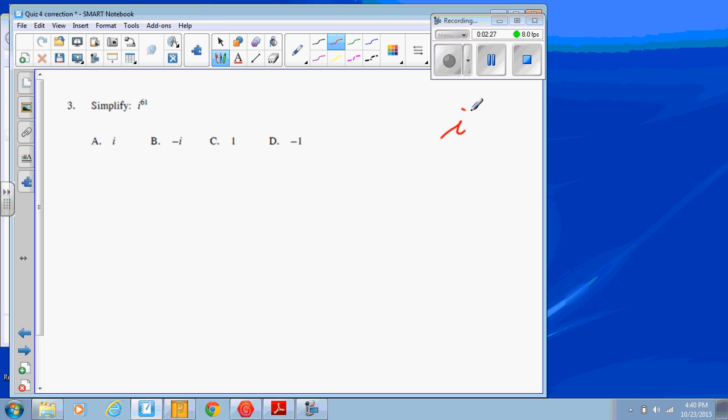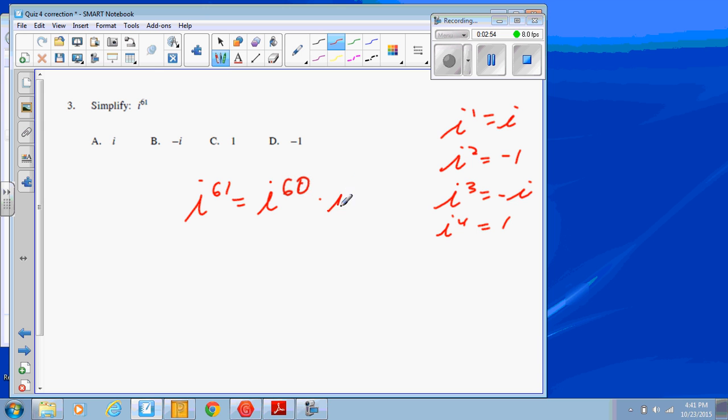Number 3, i to the 61. We'll do the same thing. i to the first equals i, i to the second equals negative 1, i to the third equals negative i, and i to the fourth equals 1. And I'm looking at 61, and I'm asking myself, what's a multiple of 4 that's close to 61 but below it? i to the 61 is the same thing as i to the 60th, which is a multiple of 4, times i to the first. So this number here goes to 1 because 60 is a multiple of 4, and i to the first is just i, so the answer would be i.